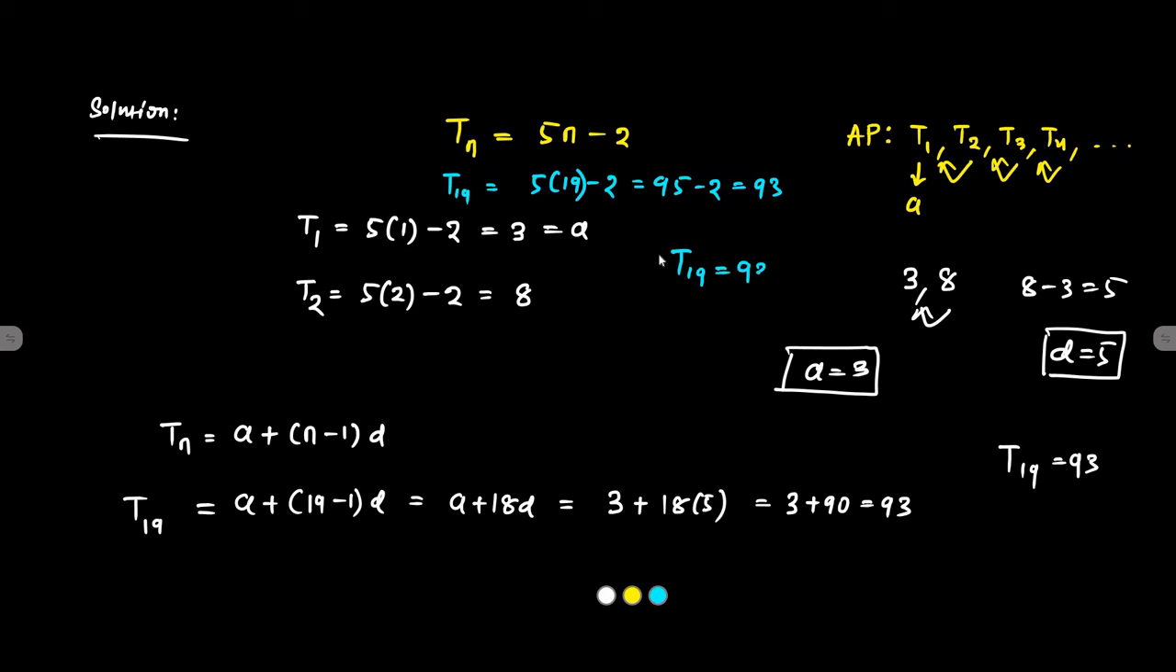T19 is equal to 93. Here also we used the general nth term formula of AP, or this one, which is already given in the question. So our objective was to calculate the first term, the common difference, and the 19th term. We did that. A is equal to 3, the first term, the common difference is 5, and the 19th term is 93.